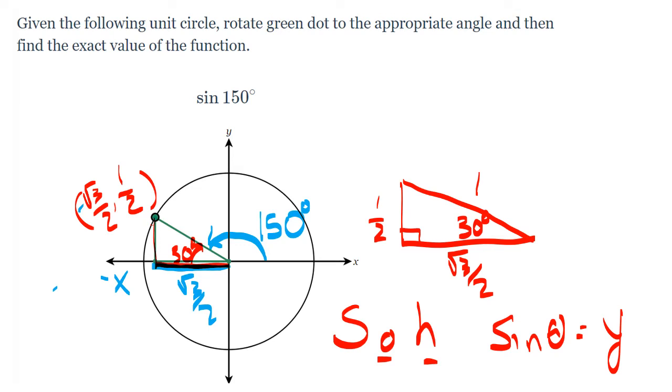All right, and that's going to be important. Sometimes your answers are going to be positive, some are going to be negative. You want to think about where you are in the quadrant. But for this one, the y value is positive, so your answer is just positive anyway. So the y value would be.